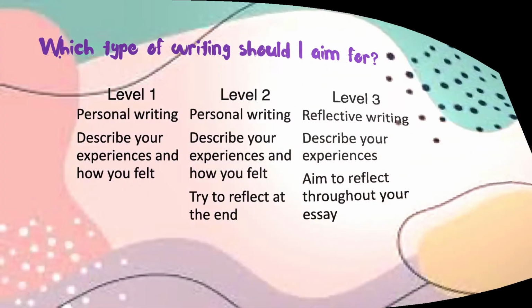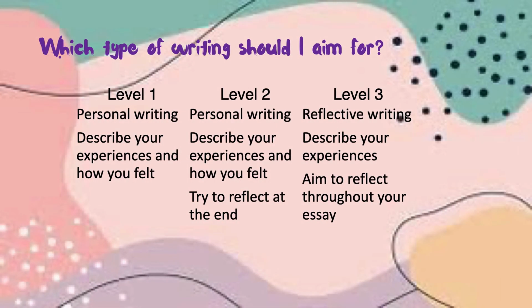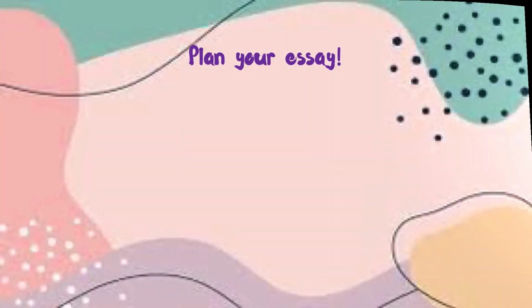So which type of writing are you aiming for? Well, if you're working within level 1, you can stick to just purely personal writing, describing your experiences and how you felt then. If you're working within level 2, then you want to start thinking about reflecting, especially in your conclusion, you could add in some reflection. And if you're working within level 3, you want to focus on reflective writing, so describing your experiences and try to aim to reflect throughout your essay.